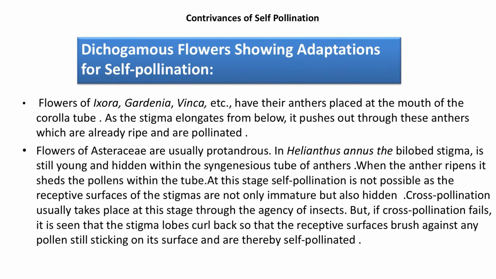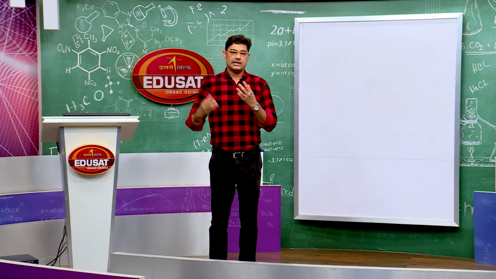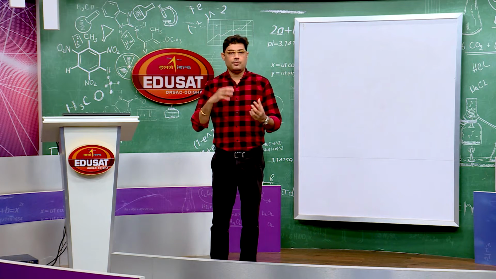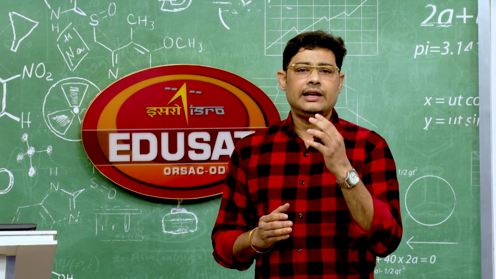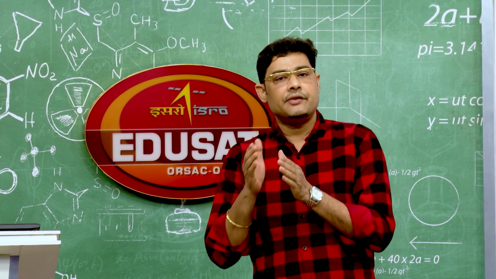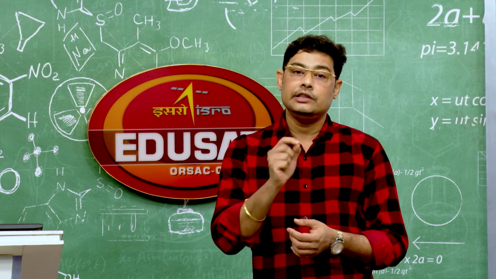Now, some dichogamous flowers are also there, showing adaptations for self pollination. Dichogamy is one of the contrivances for cross pollination. Dichogamy means different time maturation of both the parts. The male part may mature first, or the female part may mature first. That is called protandrous and protogynous condition, protandry and protogyny. But some dichogamous flowers, when they fail to achieve cross pollination, adopt certain safety mechanisms, safety measures, so that they can ensure pollination, and that is self pollination.